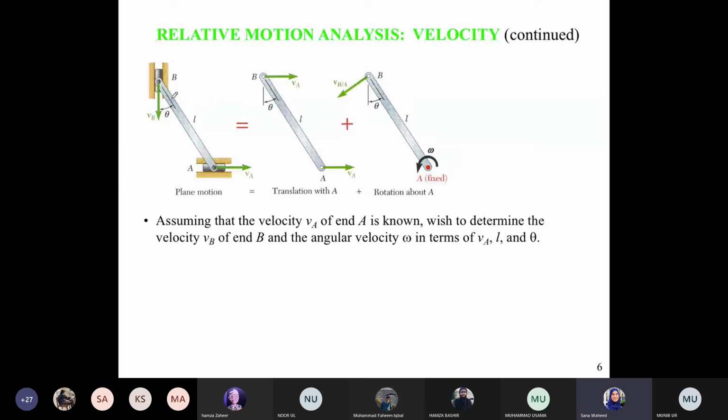Now, as its end B moves down, A will move to the right because it's confined. And if you draw its next instance, we know it would have undergone both translation and rotation. So that is, it undergoes general planar motion.